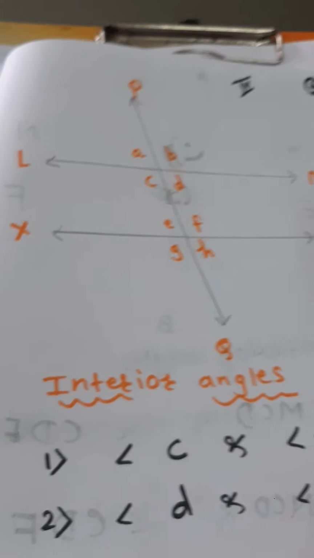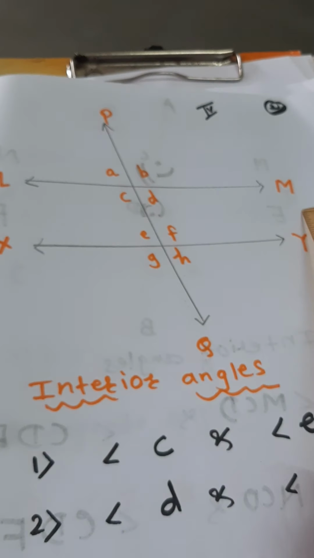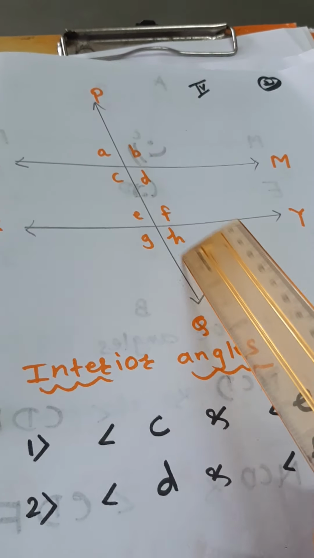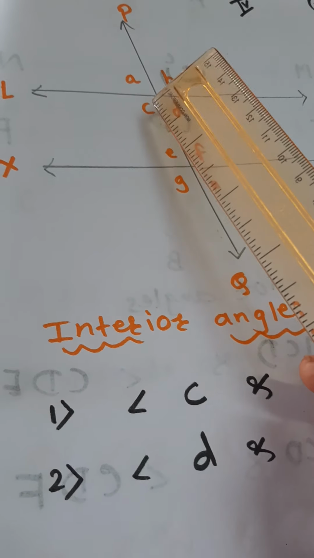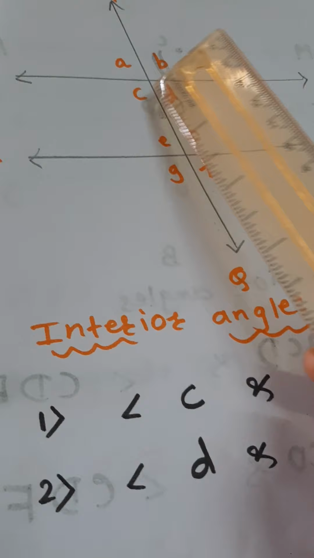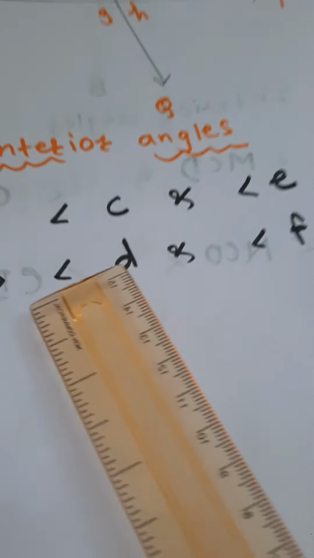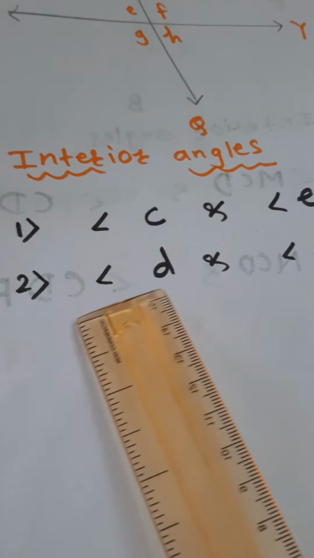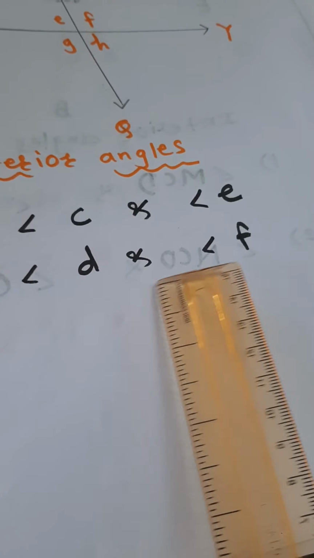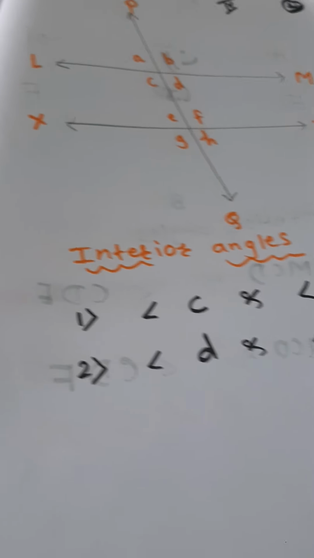Now you can see here by using single letters. Again here two lines are there. XY and LM are parallel lines. PQ is their transversal. And here we want to write the interior angles. Interior means only inside. C and E, D and F. Like these two pairs are there. Angle C and angle E. This is the first pair of interior angles. And second, angle D and angle F. This is the second pair of interior angles.